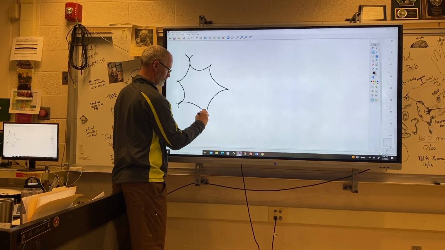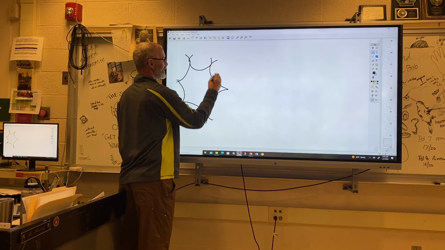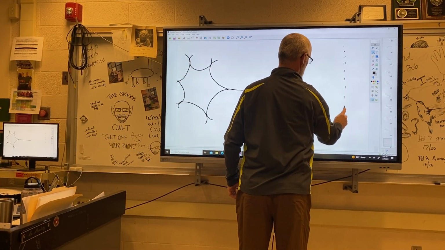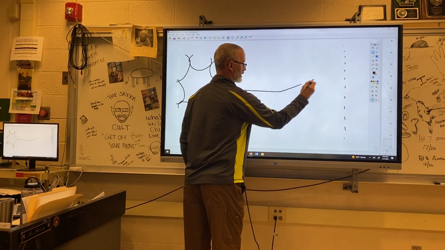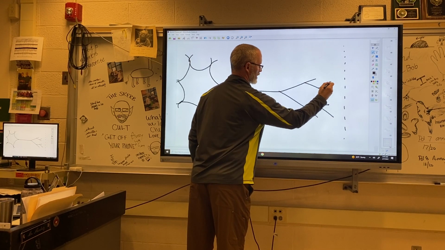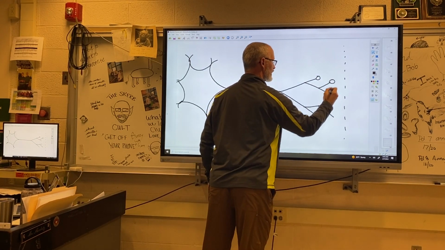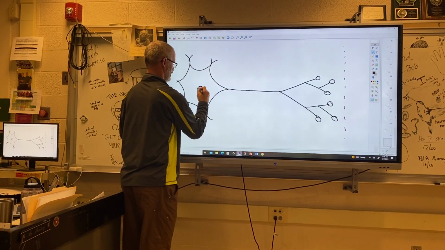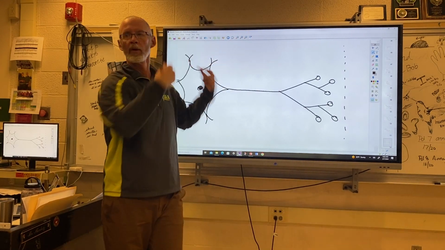Yes, you can. It has a tail. Okay, now I need a little space right here. Okay, and then there's little circles on the end like that. Typical motor neuron.